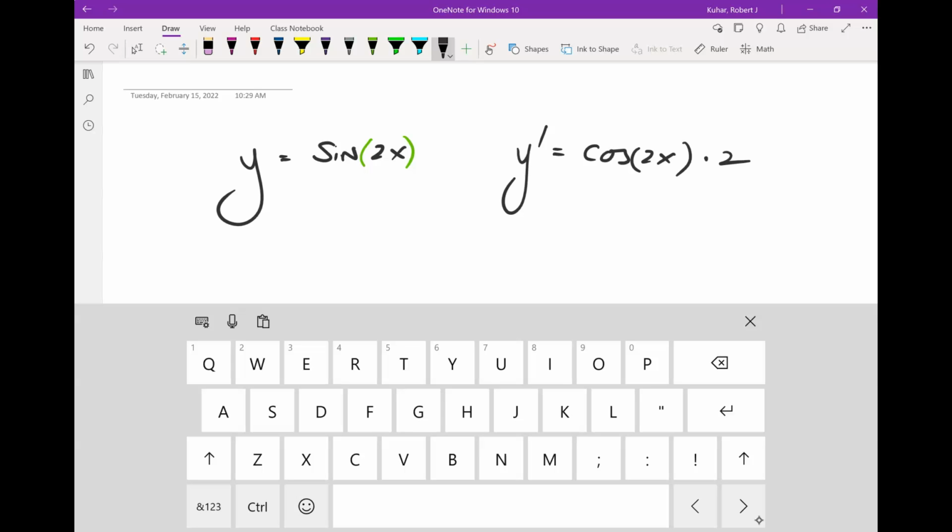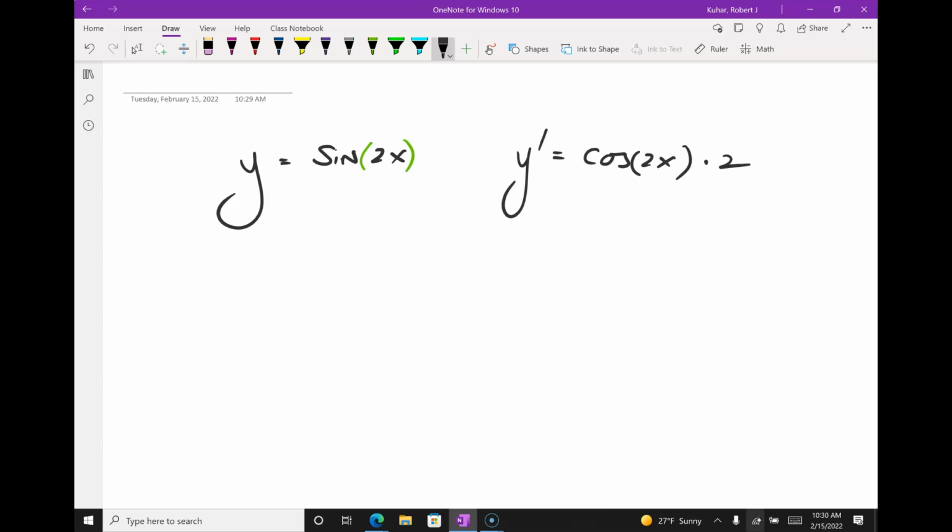We're going to learn this next week, okay? So don't panic about it. Outside function is sine of x. So the derivative is cos of x. Leave what's inside. Then multiply it by the derivative of the inside function. The inside function is 2x, derivative of that is 2. This is the chain rule. But I want to do this with the product rule. I want to show you that I get the same derivative by using the product rule.